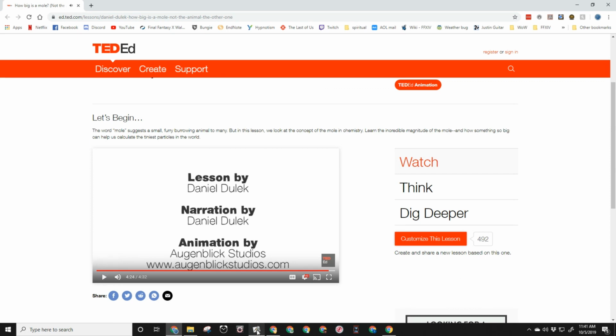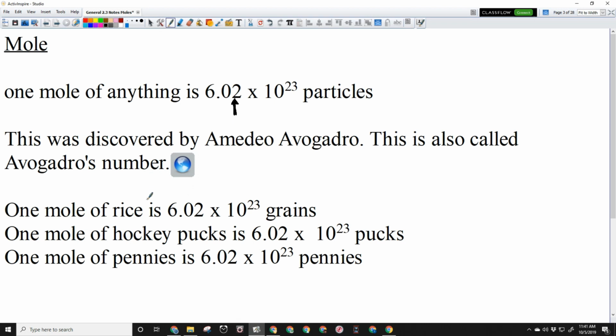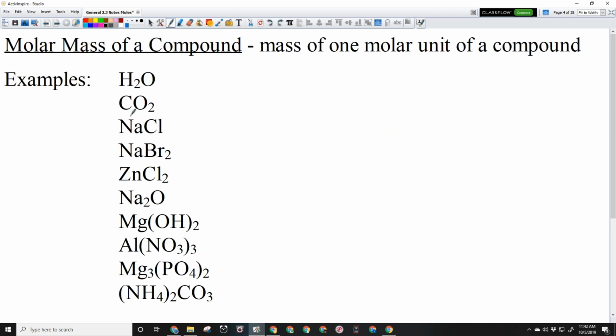Okay, so the mole. It's just a measurement. It's a very big number. If we have a mole of rice, a mole of anything is 6.02 times 10 to the 23rd grains. So that's how many grains we have. A mole of hockey pucks, 6.02 times 10 to the 23rd pucks. A mole of pennies, like I referred to in the video, 6.02 times 10 to the 23rd pennies. So a mole is just a measurement in chemistry.